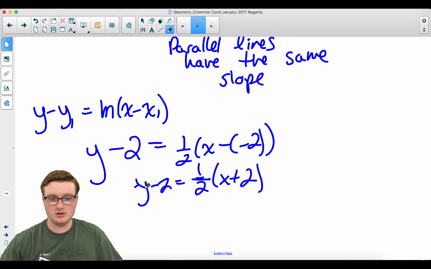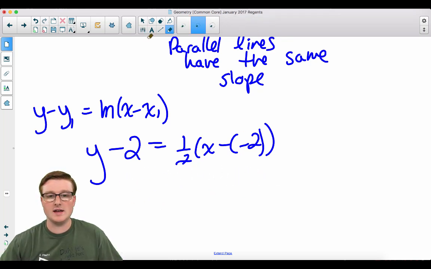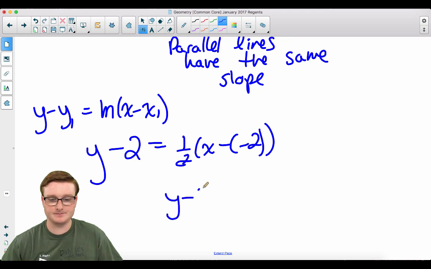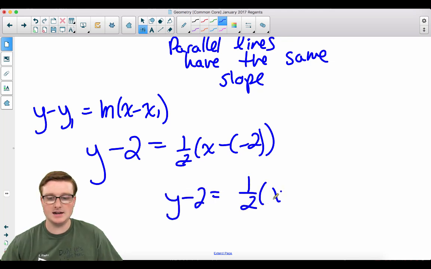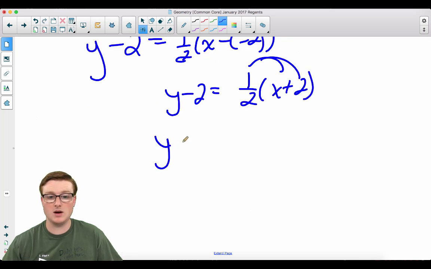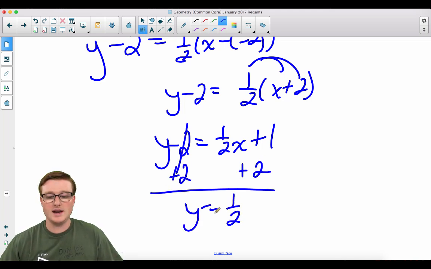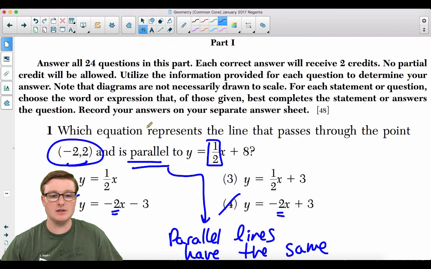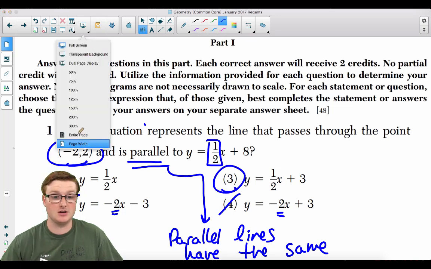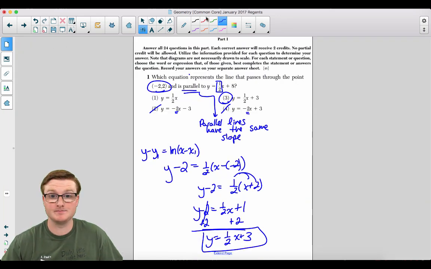Okay, so let me write that a little bit neater. So we have this equation of the line, and we are going to distribute in and get this value. So we get y minus 2 is equal to 1/2 x plus 1. Now we're going to add the 2 on both sides, and we get y is equal to 1/2 x plus 3 is the equation of this line. So that is going to be choice 3. All right, and that is how you answer question number 1.